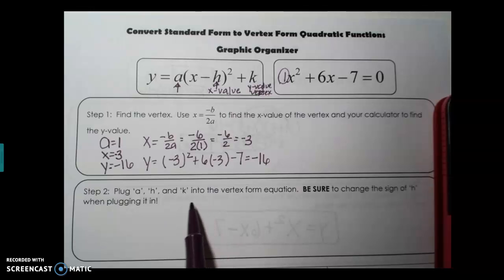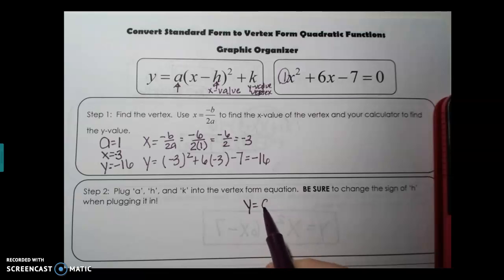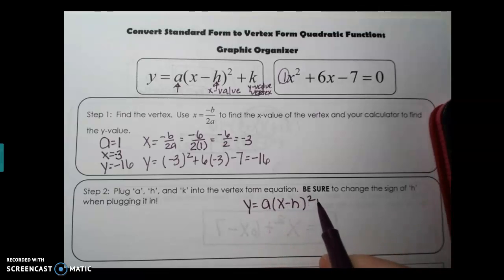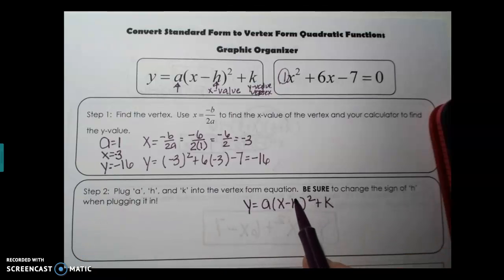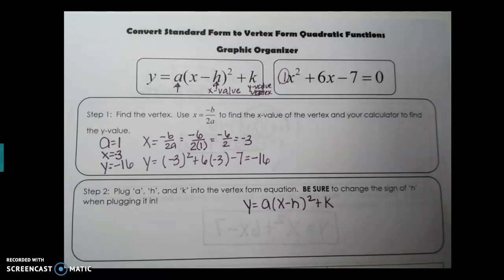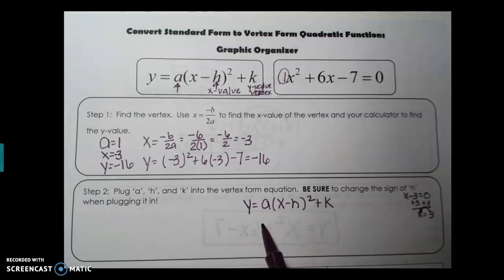I'm going to plug in h and k into the vertex form of the equation, which is this. Remember, whatever your x value is, when you plug it back in, it's going to change sign. Because when we got the vertex, maybe we had something like that. We'd set it equal to 0, so we added 3. So we get x equals 3. So we actually have a negative 3 here. To get it back, you have to do the opposite.